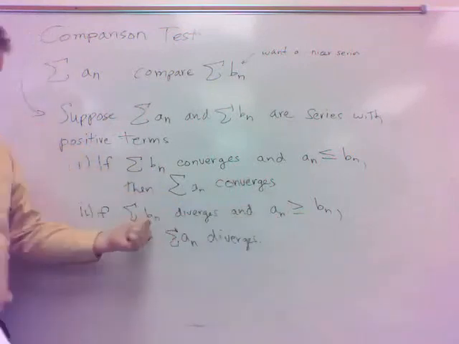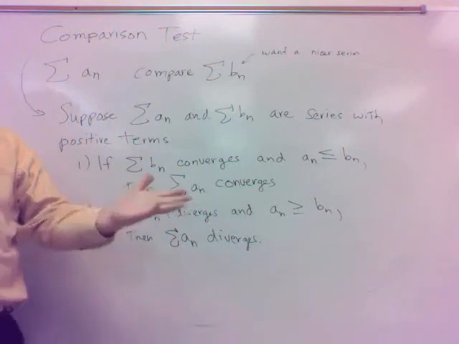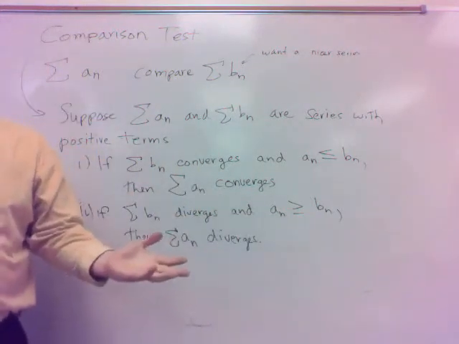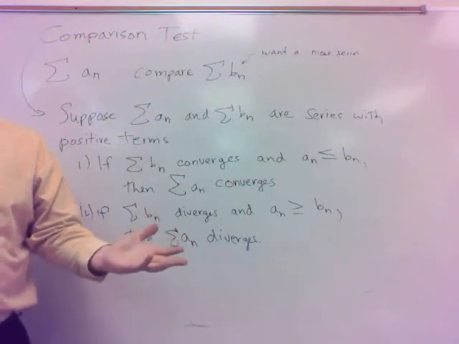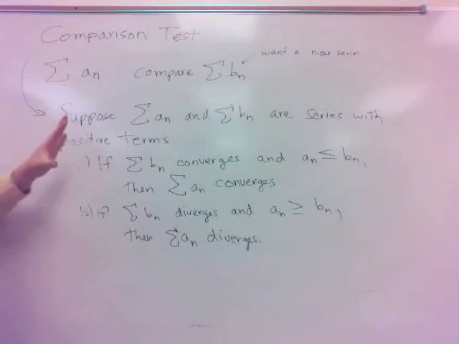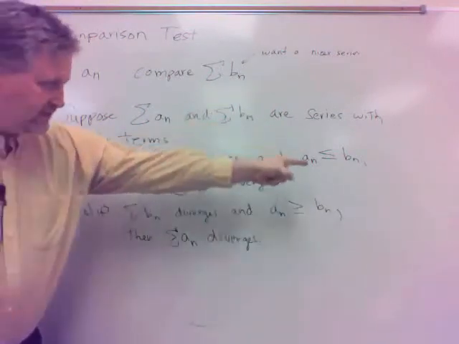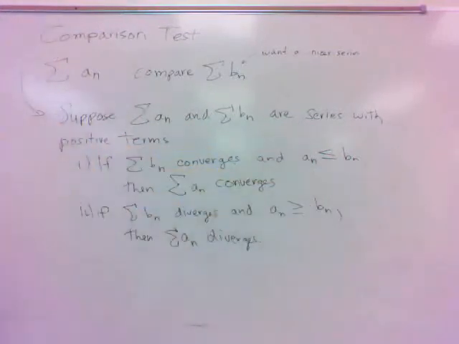Well, B sub n diverging means the limit goes to infinity, basically, right? Well, what's less than infinity? There's lots of things less than infinity. 1's less than infinity. 2's less than infinity. With me? So it has to be, each one has to have both things. B sub n converges, A sub n less. B sub n diverges, A sub n bigger than B sub n.